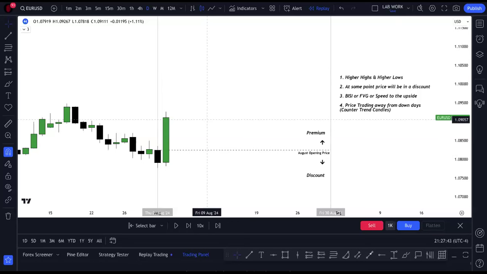It's not picture perfect. It's not that after this large candle, you're guaranteed to get a small candle. You may get another large candle. Don't be surprised if that does happen. I'm not telling you it's always picture perfect.